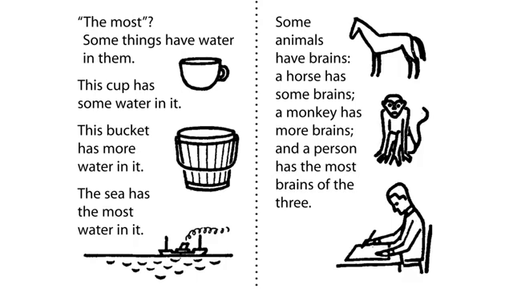Some things have water in them. This cup has some water in it. This bucket has more water in it. The sea has the most water in it. Some animals have brains. A horse has some brains. A monkey has more brains. And a person has the most brains of the three.